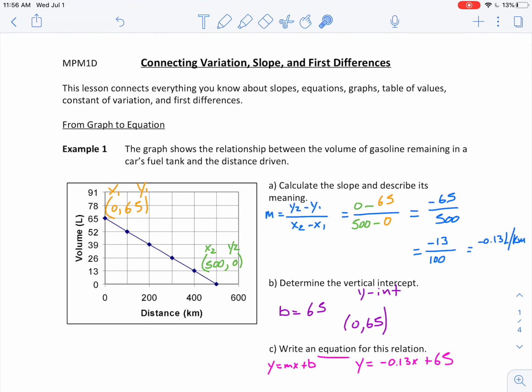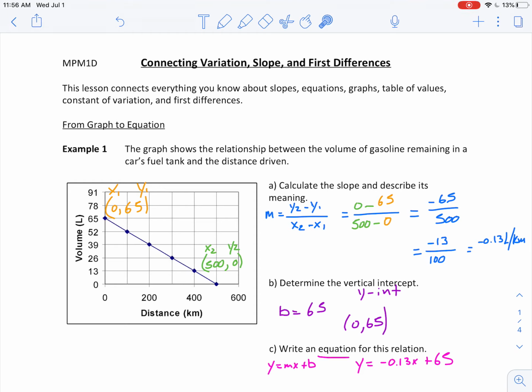The example we have here is this: the graph shows the relationship between the volume of gasoline remaining in a car's fuel tank and the distance driven. We need to calculate the slope and describe its meaning. So we're starting here and we end all the way down here.